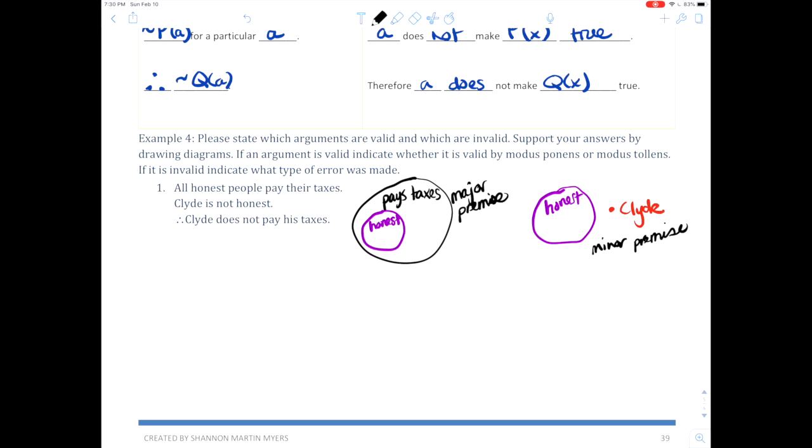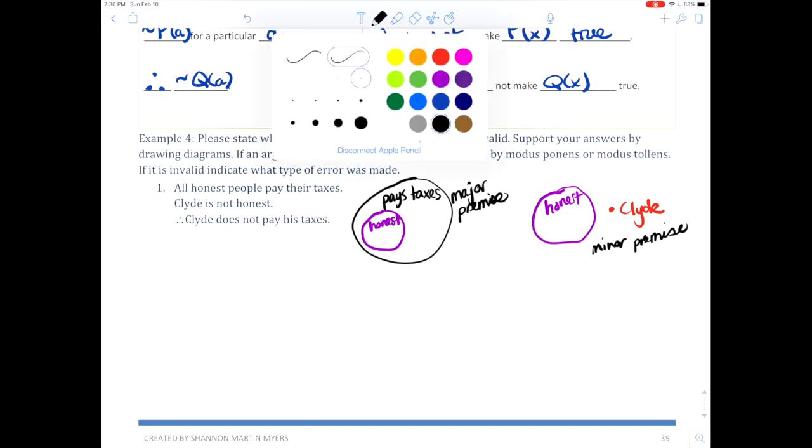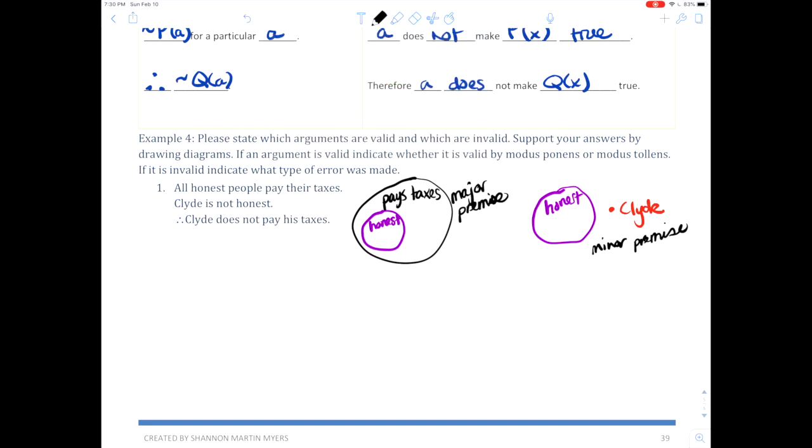So what do you think? I mean, is this valid? Like, what could happen? I mean, you could have a criminal who pays their taxes, right? You could be a bank robber and pay taxes. Or you could be a criminal who doesn't pay taxes. So maybe a person who's not honest and who doesn't pay taxes. So again, we end up with these two cases.